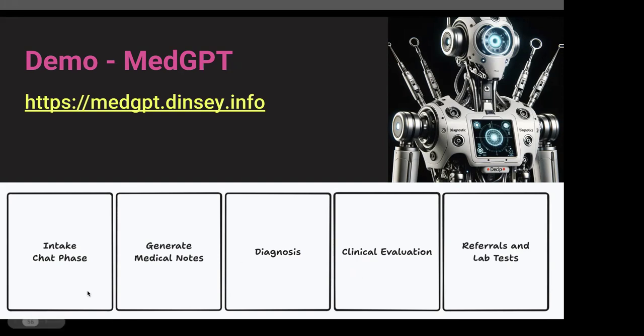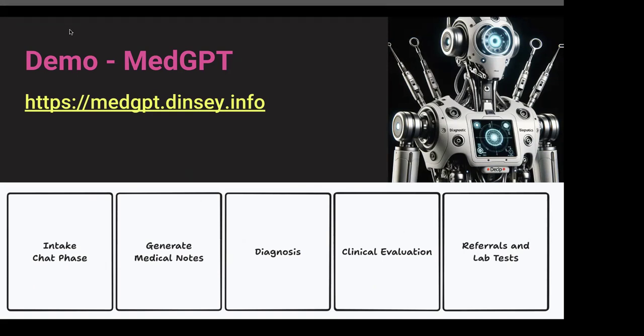But effectively what you do, before we go into it, is you have a chat phase where you talk to a doctor or a bot about what your symptoms are and what your condition is. After that chat has been completed, it will then generate some medical notes. So there's a prompt to take that input and then generate medical notes. And then both of these things are passed on to then say, well, can you now make a diagnosis for us? So what exactly is wrong with the patient? And then again, everything's fed into the clinical evaluation and then into the referrals and labs. So it's a relatively advanced prompt, and I do hope this works.